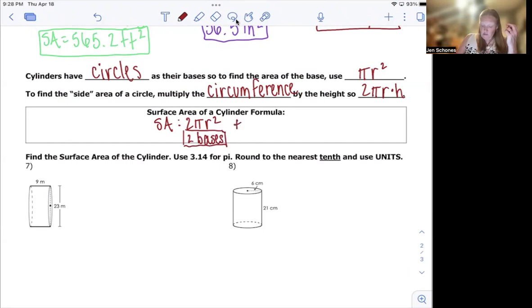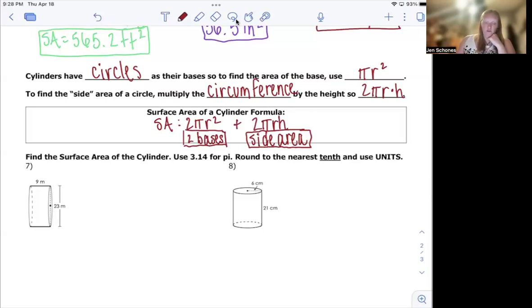And we're going to add it to 2 pi r, that's the circumference, times the height, h. And this is the side area. Do you guys know what shape the side of a cylinder makes if you cut a cylinder and open it? It's actually a rectangle. But it's hard to figure out the dimensions unless you cut it open and measure it, which is why we have a formula.